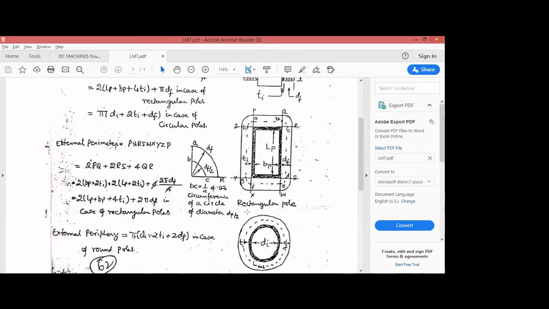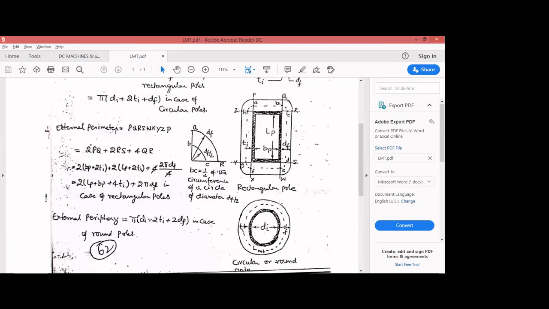Likewise, if you take circular poles, this is the length of mean turn. The length of mean turn is a circle, which can be written as pi into d. This is d. So I have to calculate this d. If I want to calculate this d, I should know what?